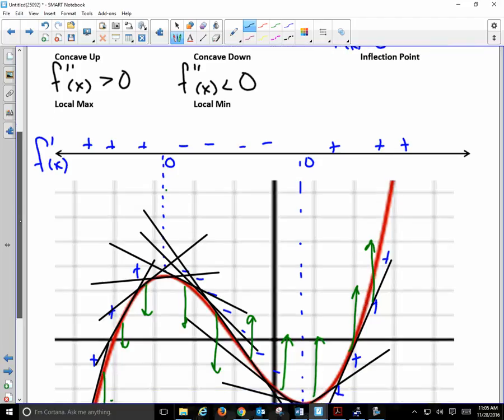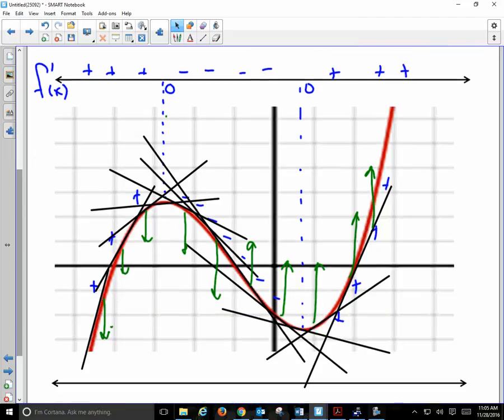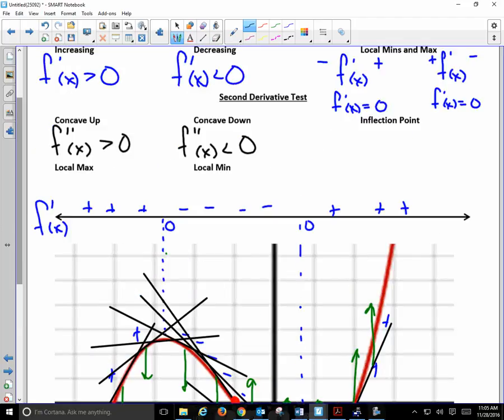We talked about that one important spot right here where it seems like it switches from dropping to then going up. That's called your point of inflection. And the point of inflection is where f double prime of x changes from negative to positive, or where f double prime of x changes from positive to negative.